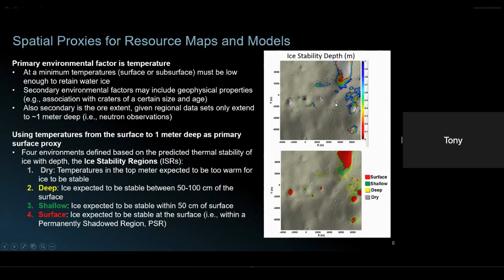And this is what Dan described. This is an ice stability depth map that Matt Siegler has run for us at 20-meter resolution. We organize it into those 4 temperature proxies that Dan mentioned: dry, deep, shallow, and surface. And you can see that aligned here. This allows us to actually build up an organized campaign for making measurements and making sure we make them in a systematic way so we can build these larger regional maps.